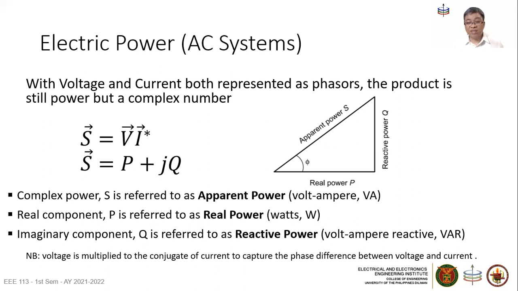Without going through any derivation, we introduce apparent power S here as the product between voltage and the conjugate of the current. And the unit of which is volt ampere.